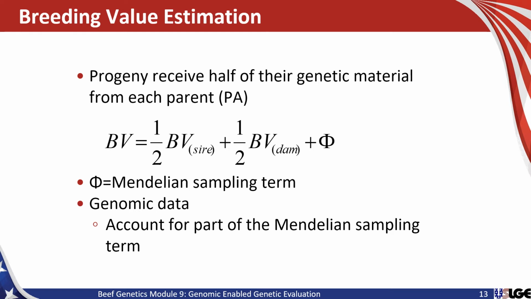The breeding value of an individual is equal to half the breeding value of their sire, plus half the breeding value of their dam, plus a term related to Mendelian sampling, what is actually passed from one generation to the next. The benefit of genomic data is that it can, in part, account for the Mendelian sampling term, what was actually passed from one generation to the next. And it is partially accounting for this Mendelian sampling that gives rise to an increase in the accuracy of our estimates of EPD.